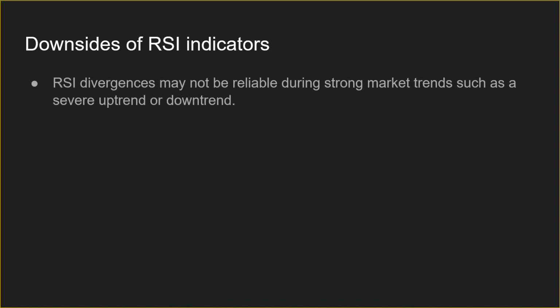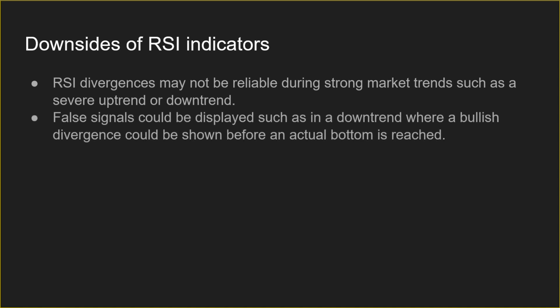Finally, some downsides of RSI indicators. RSI divergences may not be as reliable during strong market trends, such as a severe uptrend or a severe downtrend that we saw on that Bitcoin daily chart, particularly from January to about April. We saw multiple divergences, but the market was so strong. We were continuously producing those higher highs and higher lows, and what we were waiting for was that breakdown in market structure. And then it's like, all right, well, we see the concrete evidence that there's a breakdown in market structure. The RSI supports that theory that there's going to be a trend reversal coming soon.